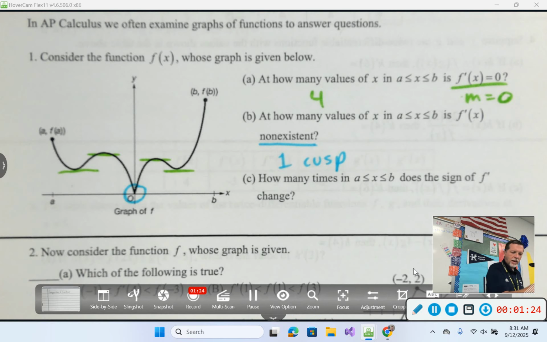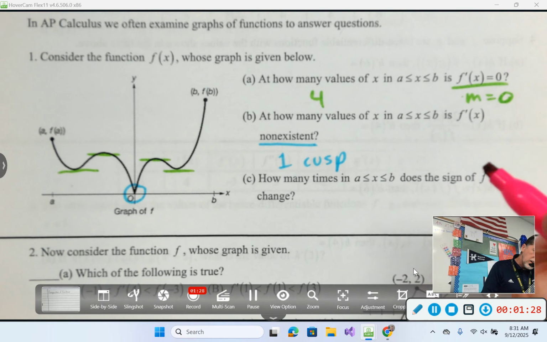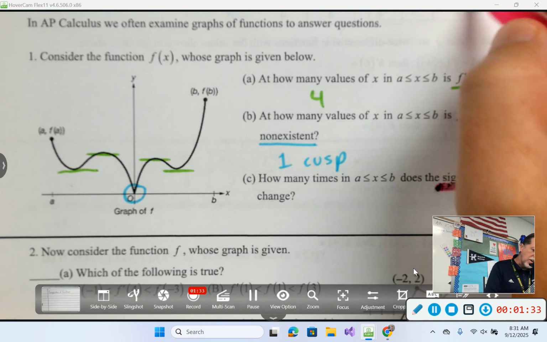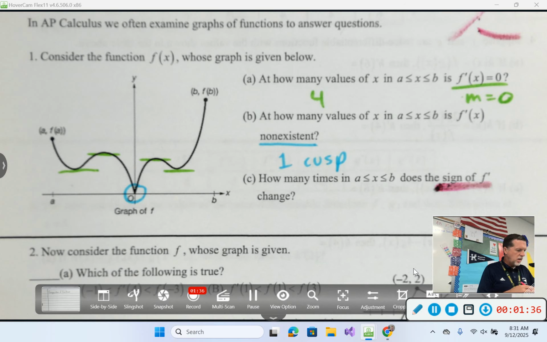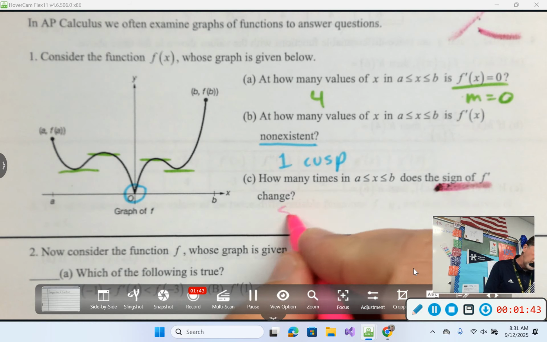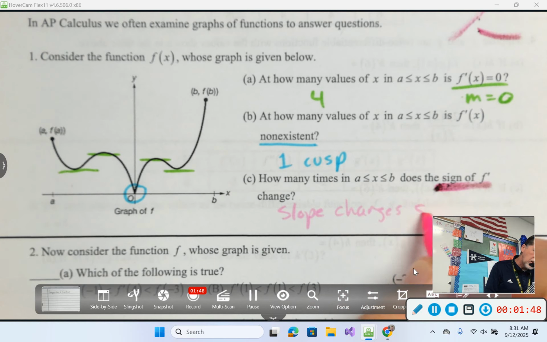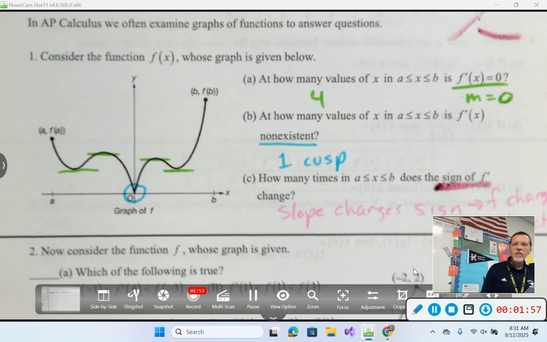Maybe at how many times does the sign of f prime change? How many times does the sign of f prime change? So we could say slope changes signs. That would also mean f changes directions, like increasing, decreasing.